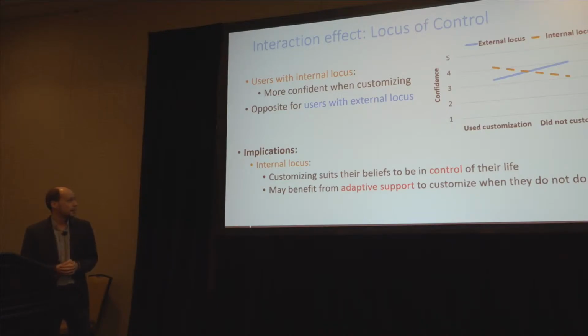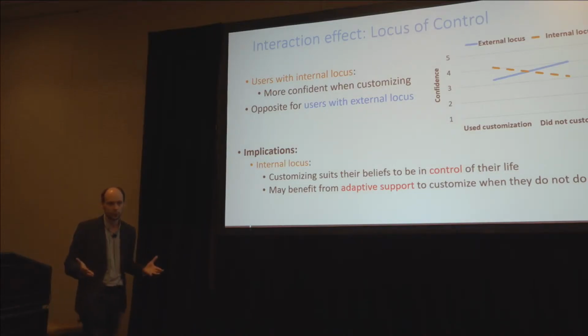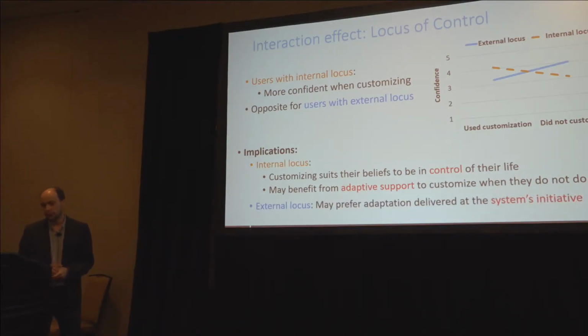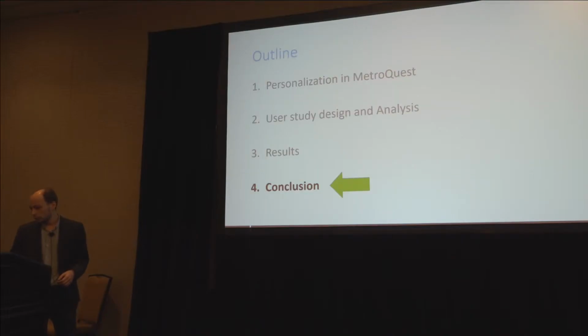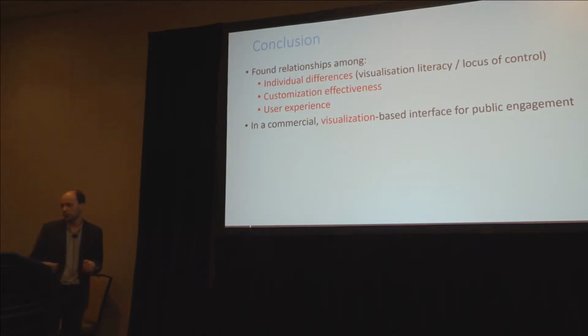Again, if those internal locus of control people do not customize spontaneously, we could recommend that they do it with adaptive support or prompts, because we know that it might boost their confidence. For the users with an external locus, possibly they don't like to be in control of the interface, or they don't trust the system, and they may prefer adaptation delivered at the system's initiative. So to conclude, we found a relationship among two individual differences, customization effectiveness and user experience in a visualization-based interface for public engagement.